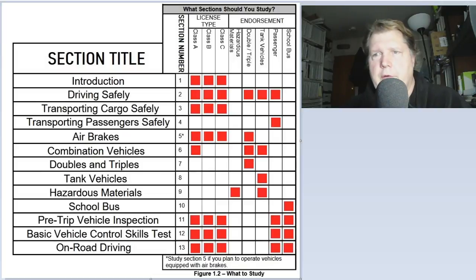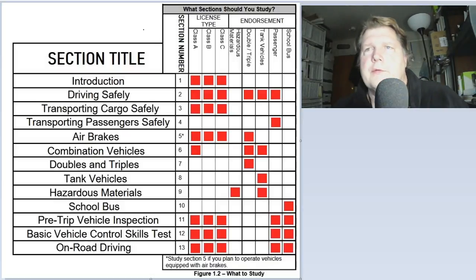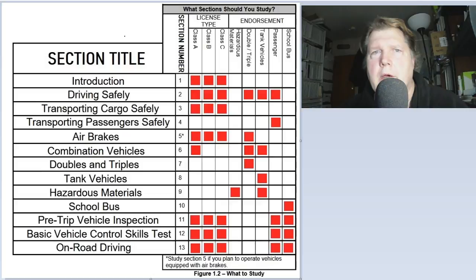Essentially what you can see here is figure 1.2, and that can be found in section 1, introduction. Now, this chart that I'm looking at, if I can get the mouse. Okay, so I'm going to show you how to use this chart in figure 1.2. Now it's a little more extensive.